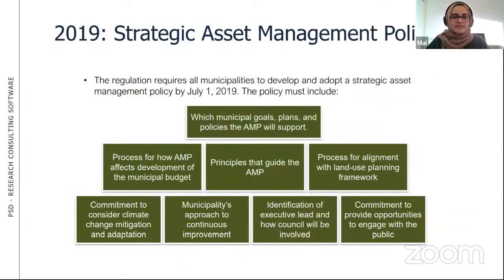The focus of that policy was roles and responsibilities, as we identified earlier today, but also identifying principles and commitments that municipalities were going to hold themselves accountable to, whether it was a commitment to consider climate change initiatives, or a commitment to engage your public at one point. All of those were principles that were built into the policy.